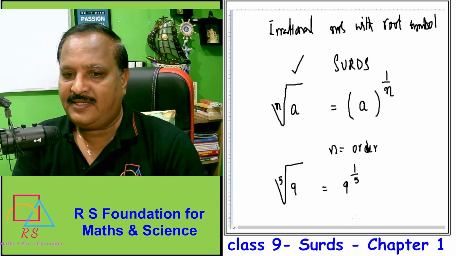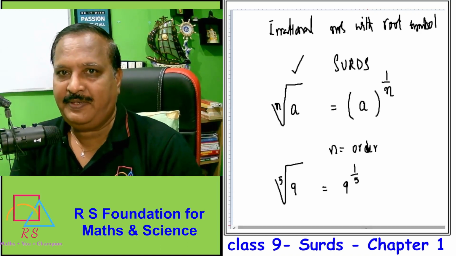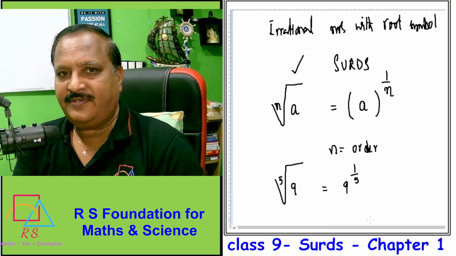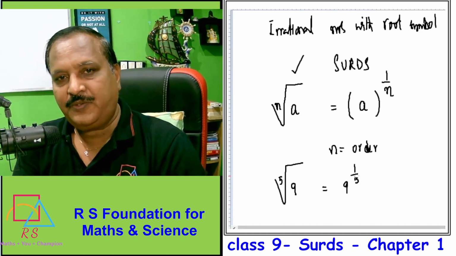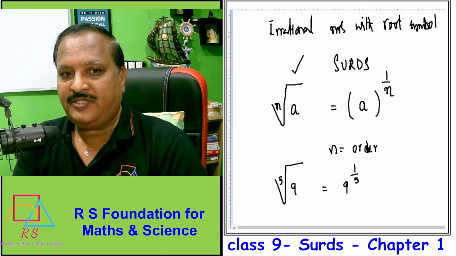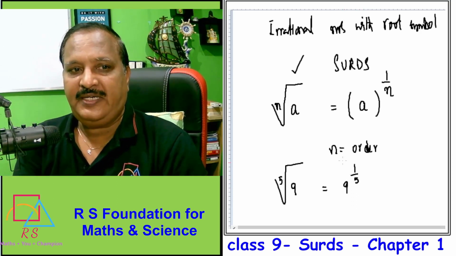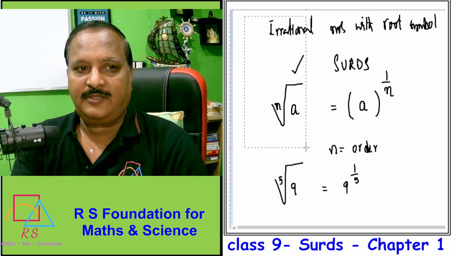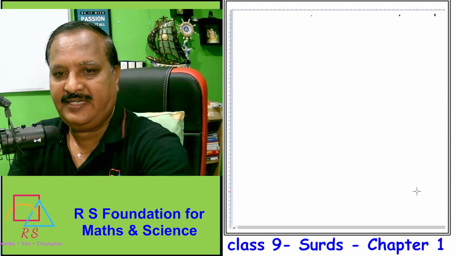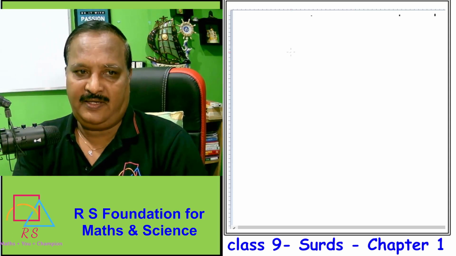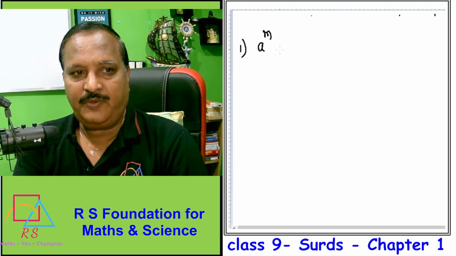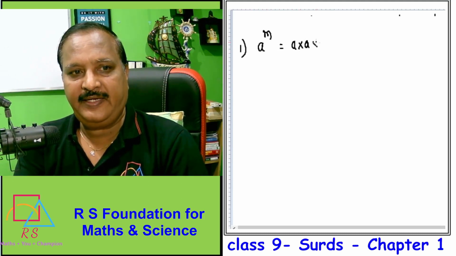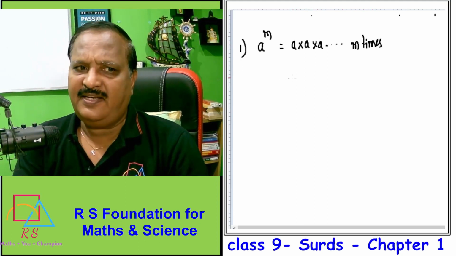Let us understand a few more things about surds, because now we are learning a set of irrational numbers with root symbols. Since roots can be expressed in exponential form, it is very important to know the laws of exponents so that it is easy for you to proceed. Suppose a to the power of m, this is the first law: a to the power of m is equal to a into a and so on, m times.